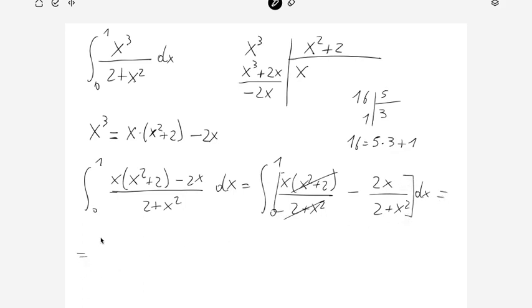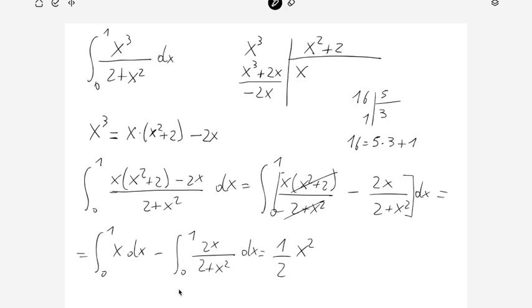So we obtain the integral between 0 and 1 of x dx, if we want to split the integral, minus the integral from 0 to 1 of 2x over 2 plus x squared dx. The first is very easy, it's just the integral of x, so the result is 1/2 x squared. Now we have to solve the second. Well, here we have 2x, and 2x is just the derivative of 2 plus x squared.